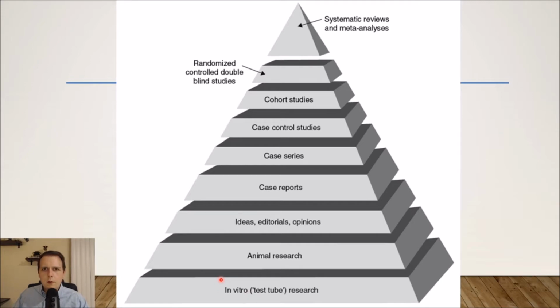A few of you, depending on your study, your research topic, you may look into some animal research here. You may look into in vitro test tube research. Some of you have probably done some of this test tube research before. So if you've ever worked in a lab, culturing cells, any of that sort of stuff, that's what we consider to be the bench research, right? From that, though, this is where you can develop some things like ideas and opinions and editorials and whatnot.